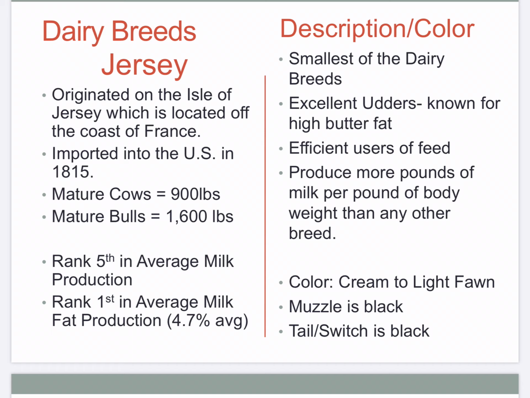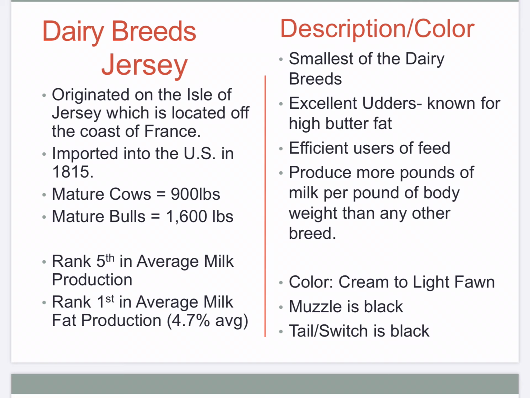The smallest of the dairy breeds, excellent udders, known for high butter fat, efficient users of feed, produce more pounds of milk per pound of body weight than any other breed. So you're going to color it cream to light fawn. To me, that would be kind of a light tan. The muzzle is black and the tail switch is black. So hopefully you guys have some colored pencils or pens at home. If not, let us know, okay?